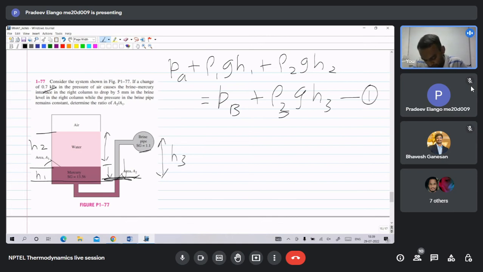In the second state, where the pressure is changed by 0.7 kilopascal, we take that condition as the second. So when the pressure is increasing, they have told that the brine column goes down by 5 mm. So there will be a new datum here.